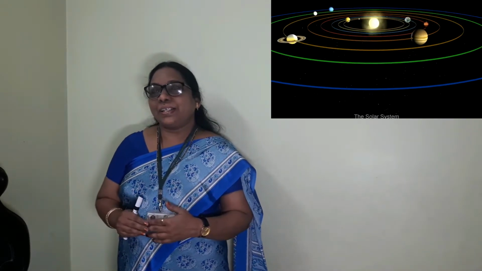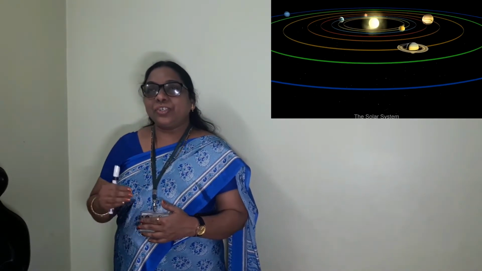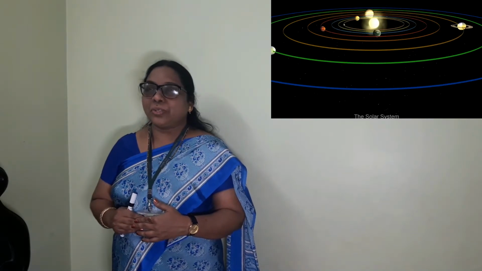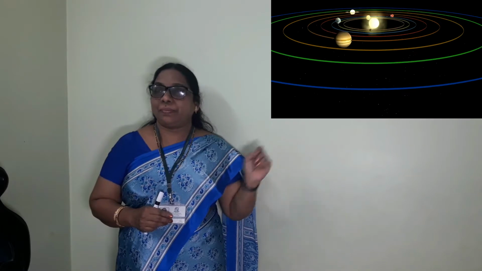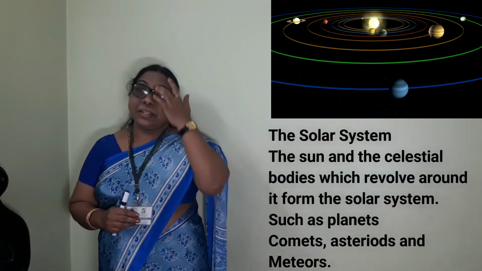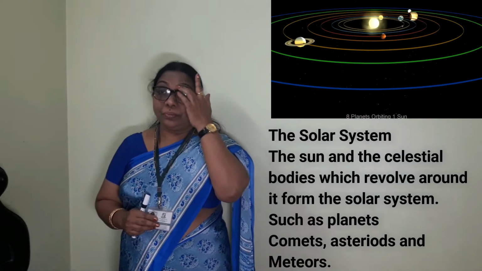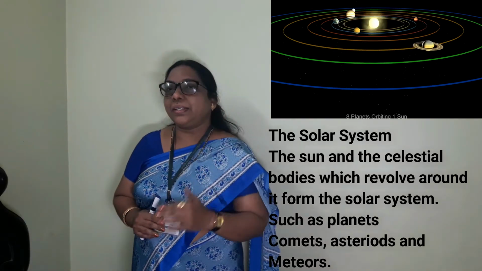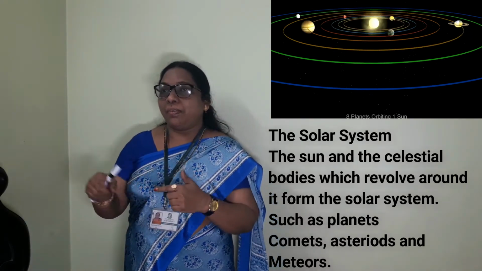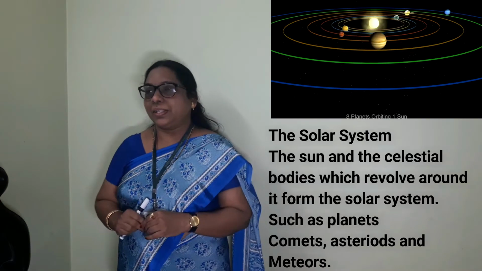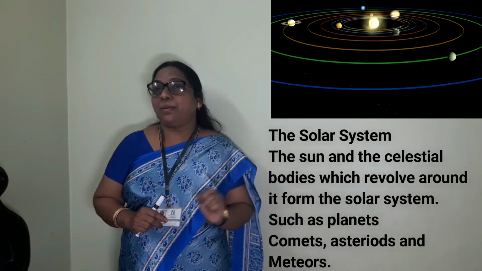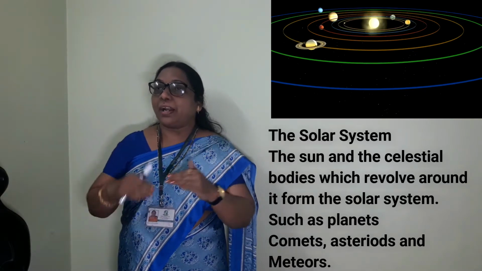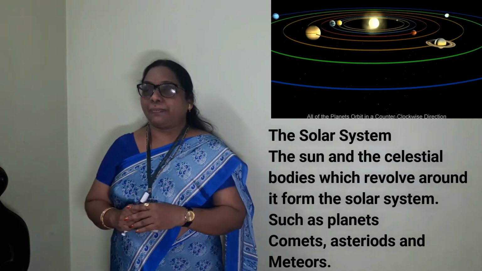Last class we discussed the constellations, and today we are going to study the solar system. The topic we are going to learn is the solar system. How can you define the solar system? The sun and the celestial bodies which revolve around it form the solar system. Let me repeat, the sun and the celestial bodies which revolve around it form the solar system.